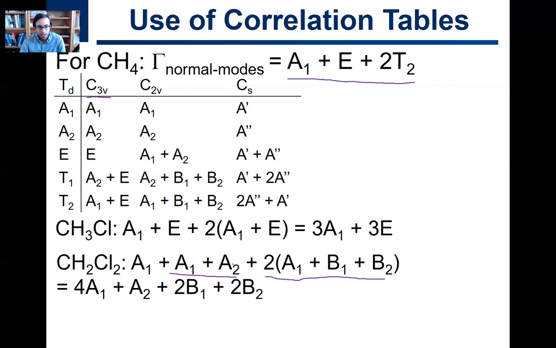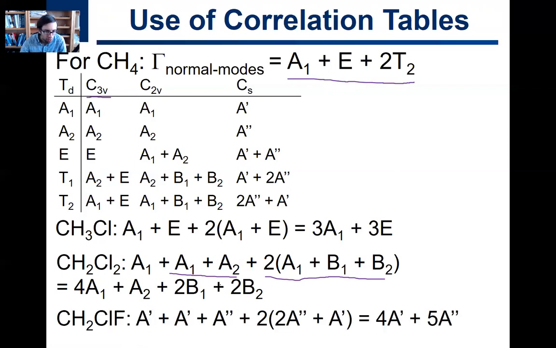Lastly, we can do this for chlorofluoromethane. That's symmetry CS. And so again, A1 goes to A prime, E goes to A prime plus A double prime, that's right here. And then you have your two T2s, each T2 goes to A prime plus 2A double prime. Multiply this all out, you get 4A prime plus 5A double prime.